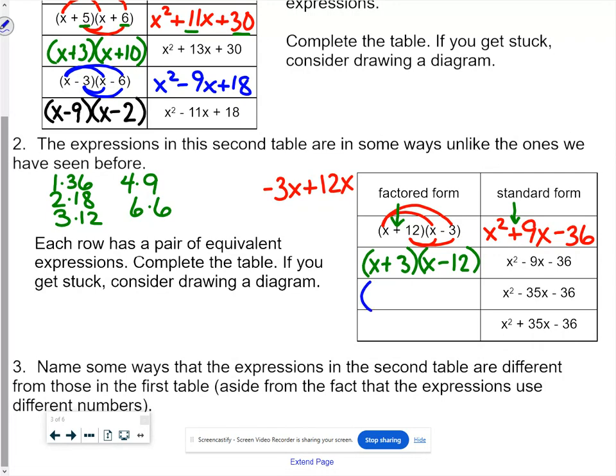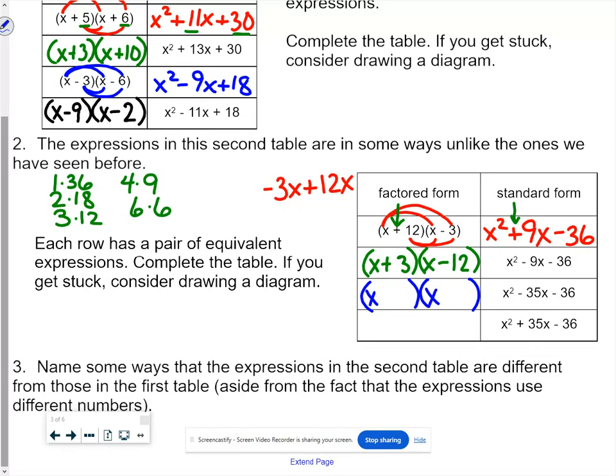All right, this one will not be using 3 and 12. However, look at this. Both of those are 35s. One of them's positive and one of them's negative. So if we can get the first one figured out right now, I think the second one's going to be pretty easy.